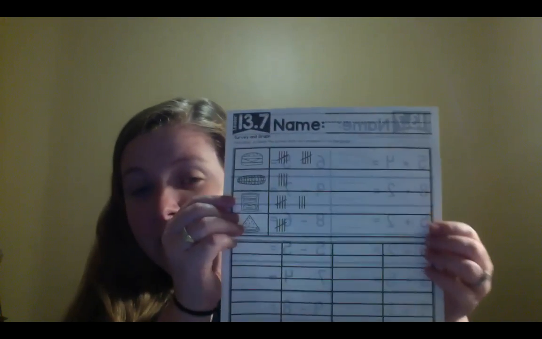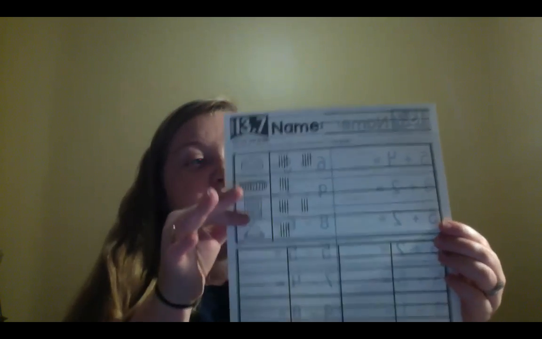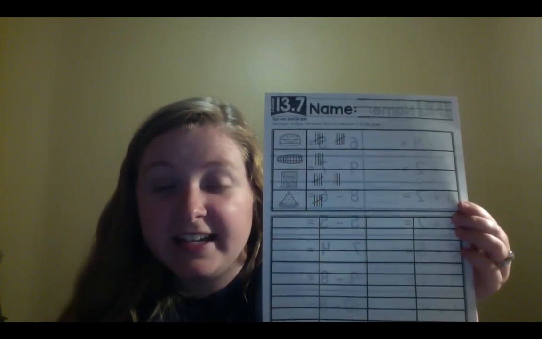Everybody, it is time for math. We are going to be continuing with graphing and analyzing data, but today is a little bit different. You know how for 13.7 and 13.6 we were showing the data results in tallies? Well, today we're going to focus on something called a circle graph.